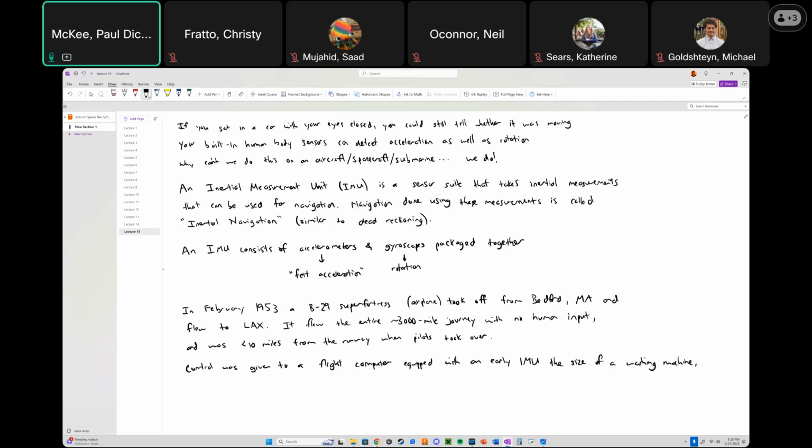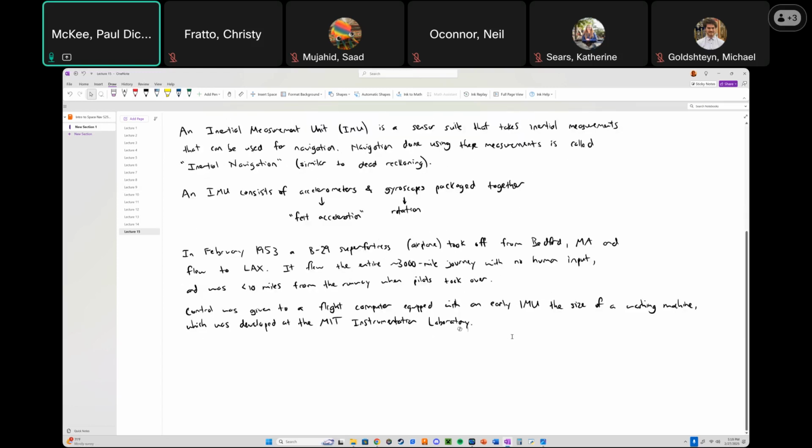Which was developed at the MIT Instrumentation Laboratory. And so, yes, the RPI instrumentation laboratory, where we all pretend to work when we're doing our homework assignments, is a tongue-in-cheek reference to the actual MIT instrumentation lab, which did some of the very early navigation work, like really early stuff. Actually, MIT instrumentation lab is really cool.